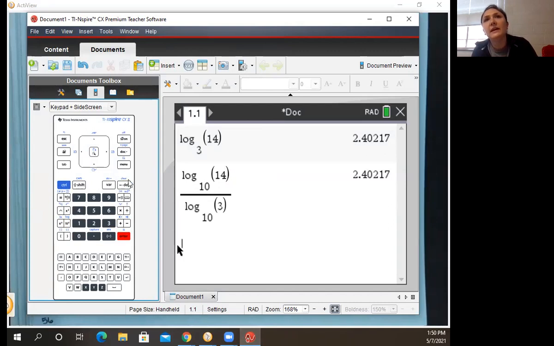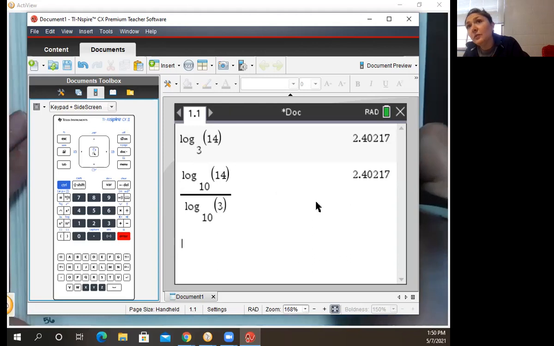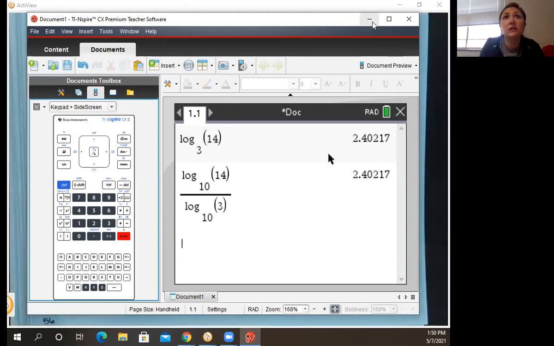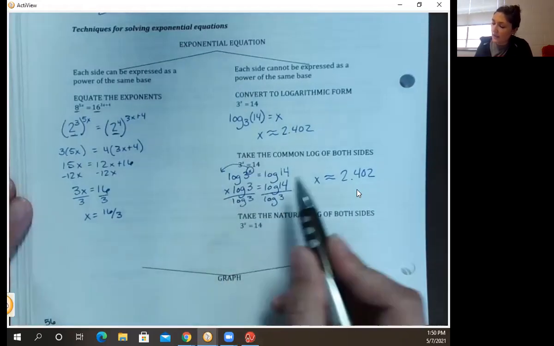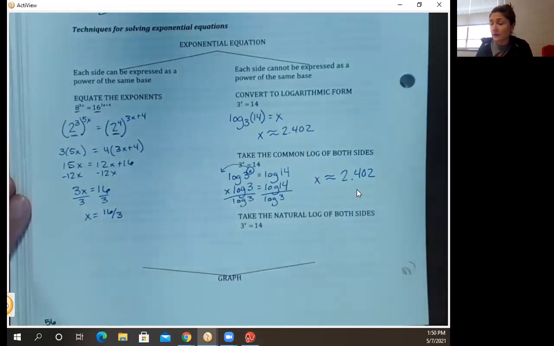Okay. Make sure when you hit enter on your calculator, you actually see your log divided by your other log and not 14 divided by 3 in that argument there. But this gives me 2.402 if I round to 3 decimal places. This is the same equation, I just solved it in a different way, so it should make sense. I got the same answer.